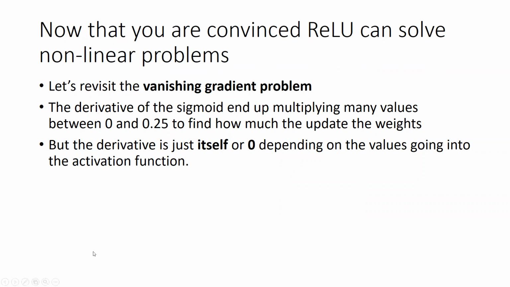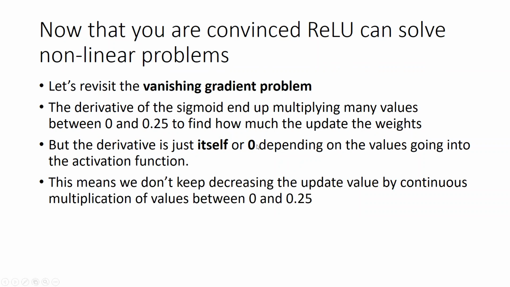But here, as we've just said, it's either itself or 0 in the ReLU activation function, and it solves a non-linear problem. So this means that we don't keep squashing the values that we need to update our weights by between some value of 0 and 0.25. We either fully propagate the error through the activation function, so we're not decreasing it over time, or you just completely get rid of it.